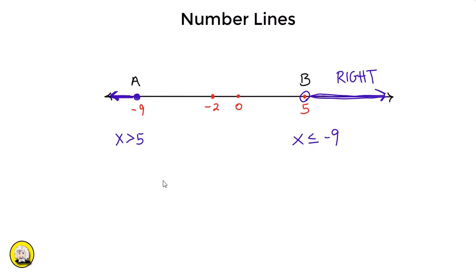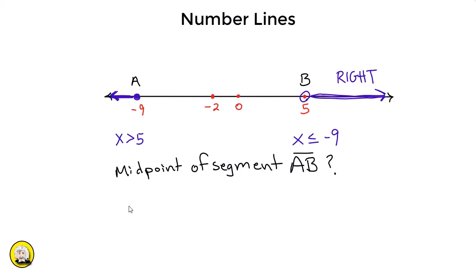Let's label these 2 points. -9 is A, 5 is B. Another skill set you'll have to learn for the exam is the midpoint. What is the midpoint of segment AB? The midpoint is simply going to be the average of the two endpoints. In this case, that's A plus B divided by 2.